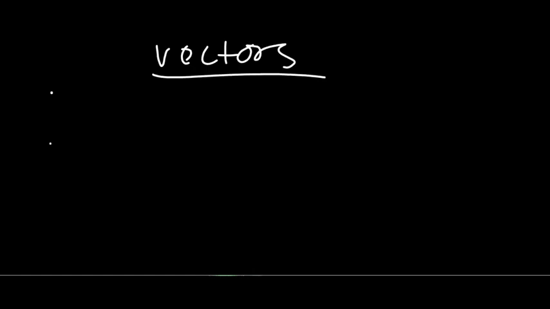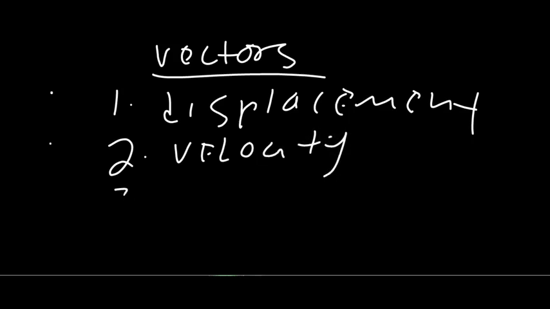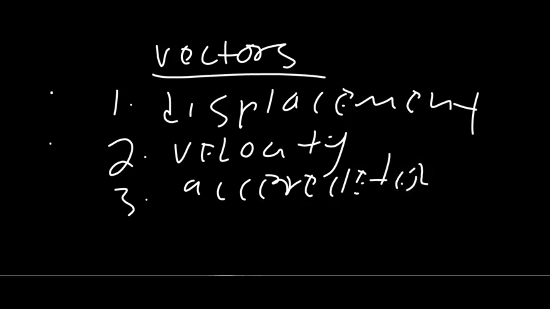An example of vectors: the first one is displacement. Displacement is one of the vectors. The other one is velocity. The other one is acceleration. I don't know if this is the correct spelling. Acceleration.